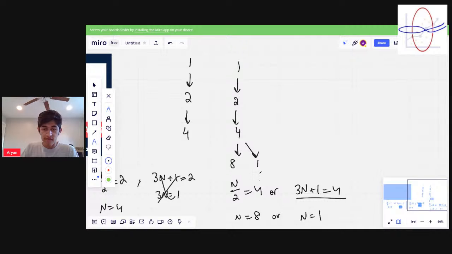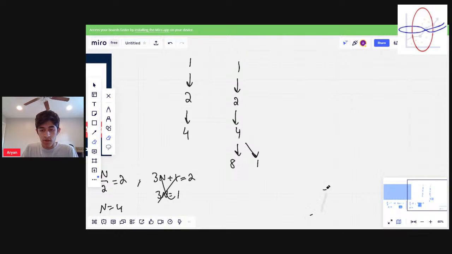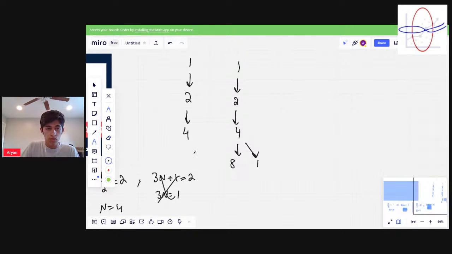So now our tree splits. We continue this 8 path, but we also have to go back and handle when n equals 1. If I make some more space here, we could start with the 8, right?